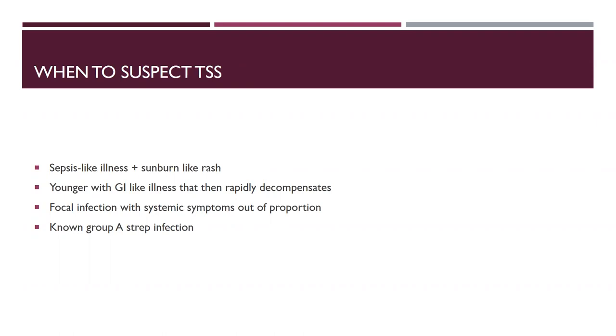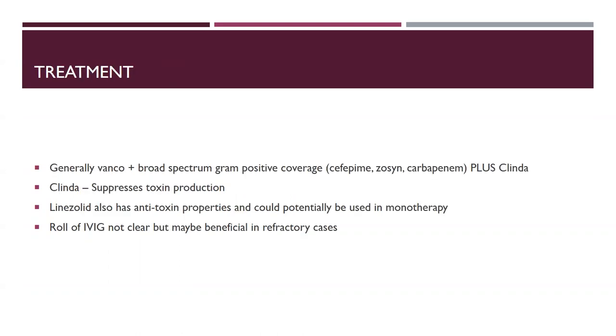So when you suspect it is anyone who has a sepsis-like illness with this kind of vague sunburn-looking rash. In younger patients that start with kind of the GI symptoms, they can rapidly decompensate. Sometimes they'll just present saying they feel nauseous and having some vomiting and then rapidly fall off the cliff. Other signs: if you have someone who has just a tiny abscess on their arm that now is floridly septic, and anyone who has a known group A strep infection.